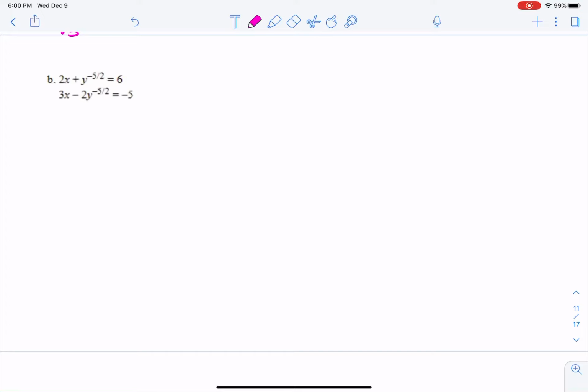Let's try one more. I've got negative exponents, rational exponents. Kind of looks like a mess. I'm going to use elimination to solve this problem. So I'm going to start by multiplying the top equation by 2. And I'm going to leave the bottom of the equation alone.